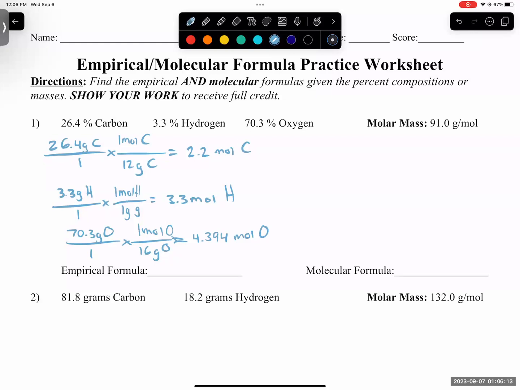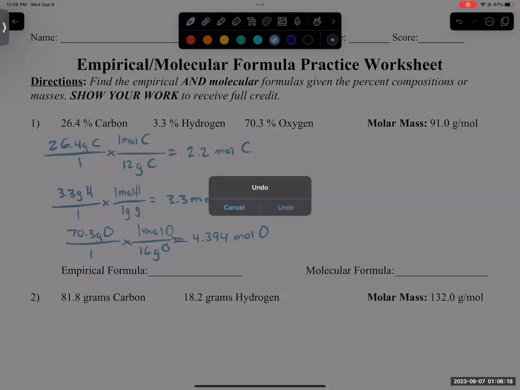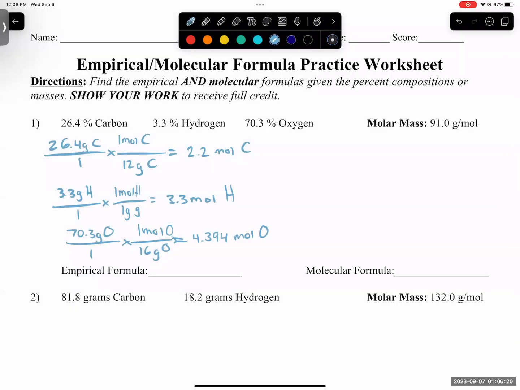Now we divide by the smallest number, so it's 2.2, for each one. Why do we do that? So we find the molecular formula? Like the coefficient? That's not it. Why do we divide by the smallest one? Why do we choose the smallest one? Anyone? It just works out. I don't really know why.